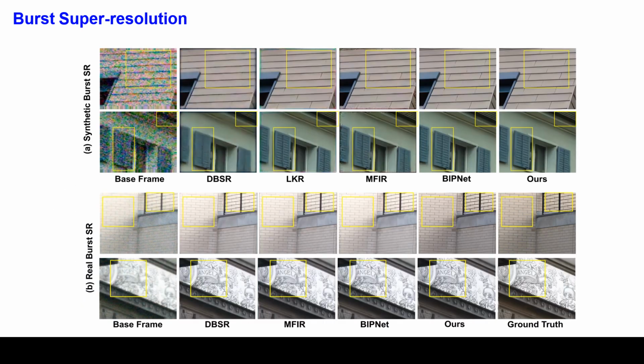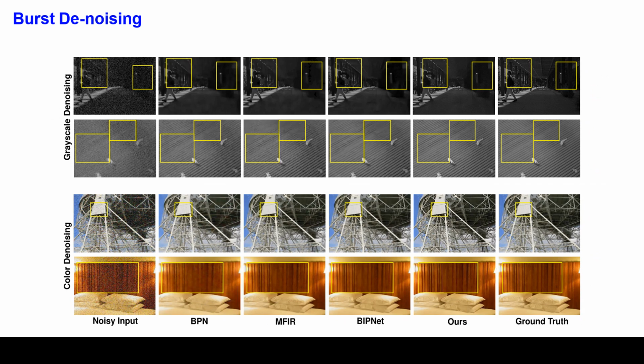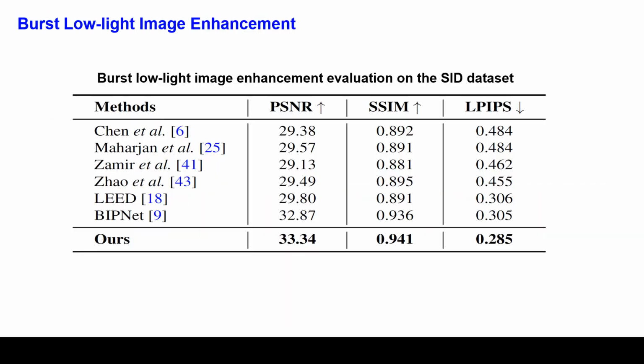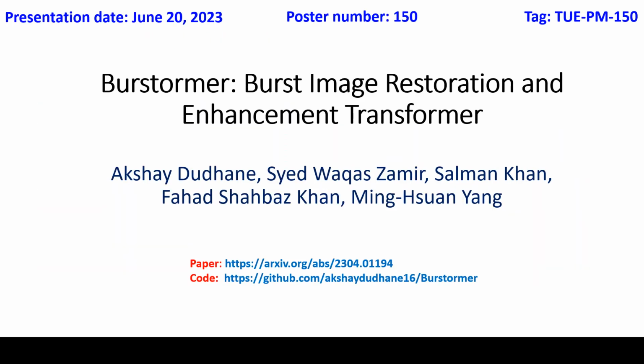Here are few visual results comparison. Here, table summarizes the quantitative result comparison for grayscale and color burst denoising. Here are few visual results comparison for grayscale and color burst denoising. Here, table summarizes the quantitative result comparison for burst low-light image enhancement. Here are few visual results comparison for burst low-light image enhancement. We have released codes and pre-trained models if you would like to try them.